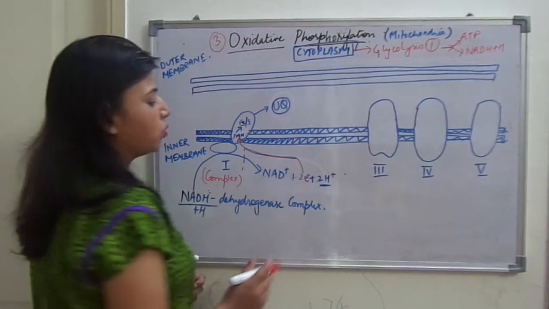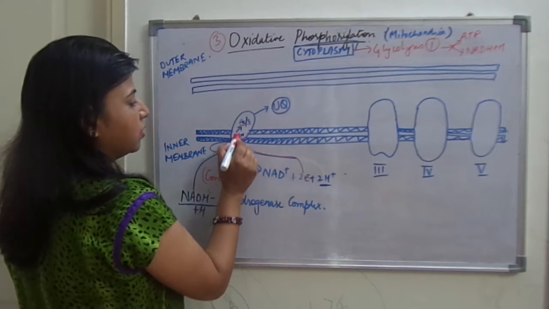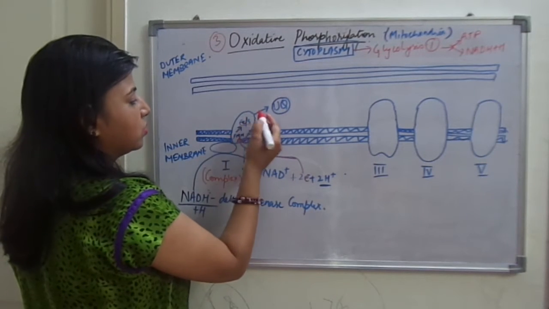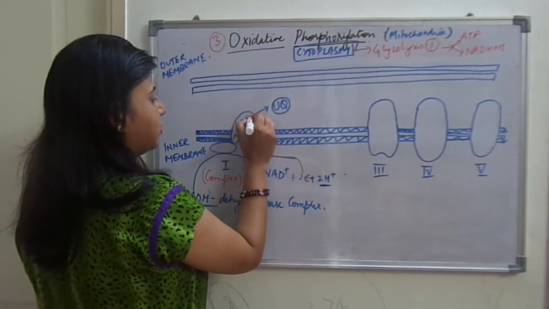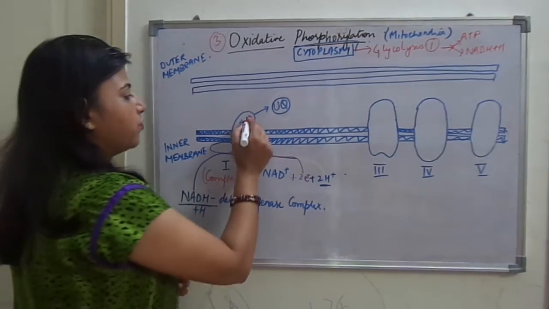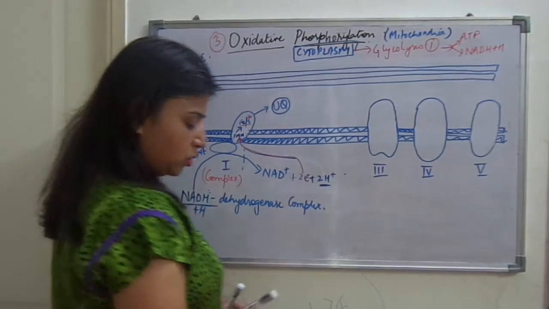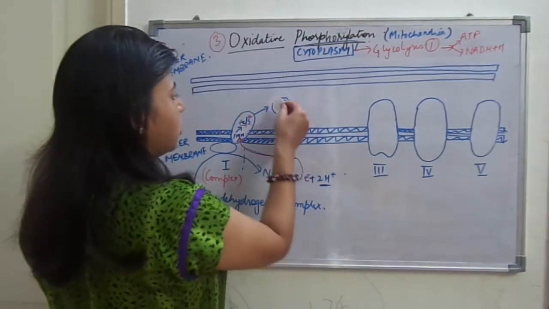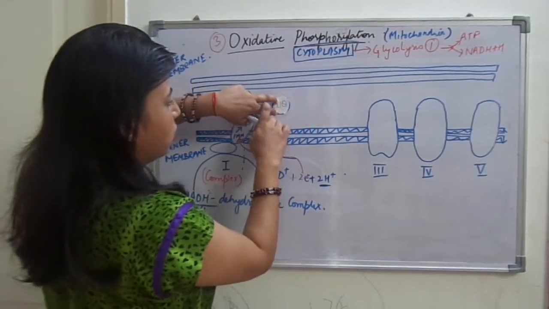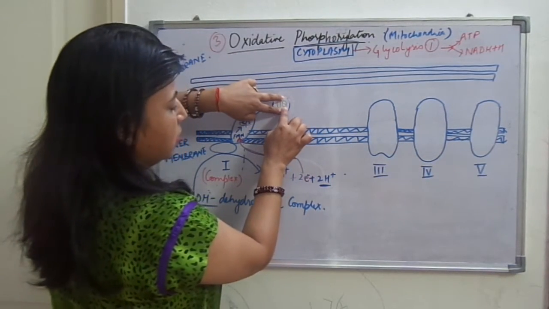I was talking about the electrons. Electrons are taken up by FMN, which are further given to certain iron sulfur centers. I will write a star over here. There are many iron sulfur centers over here, and from here it is given to a ubiquinone molecule. Now ubiquinone is actually, suppose this is the ubiquinone molecule. So this is a lipid soluble molecule.